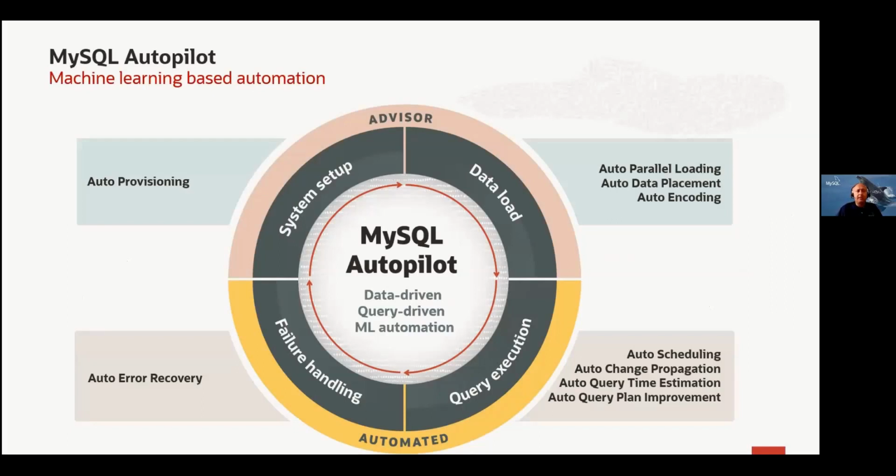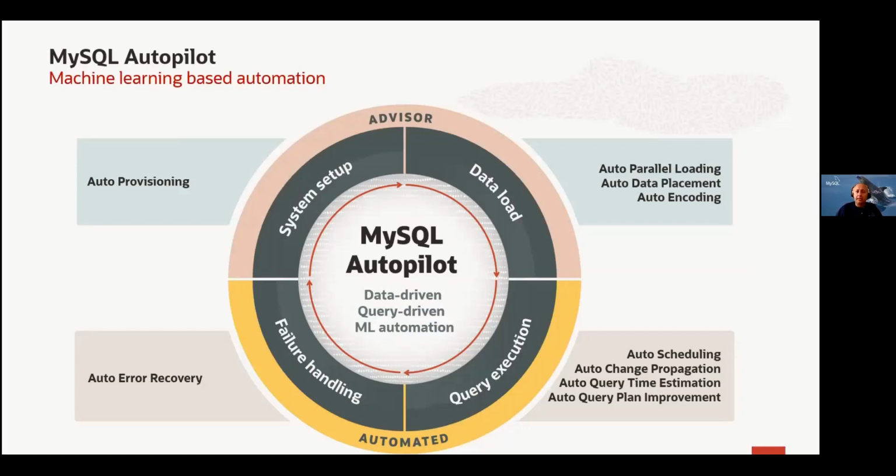So in the first webinar series, I talked about MySQL Autopilot. MySQL Autopilot provides machine learning based automation for various aspects of the MySQL HeatWave service. For instance, it provides automation for system setup, for loading of data, for query execution, and for failure handling. And there are 9 features which we support.